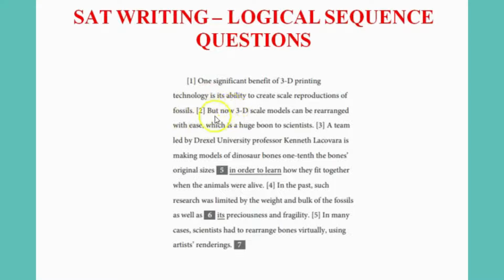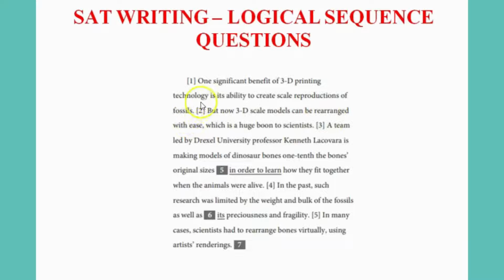The clue word here is but. Okay, so but now 3D models can be rearranged easily. So we have something like but now they are rearranged easily, or but now they can be arranged very easily, which clearly means that something talking about not being able to arrange these models should have been before this particular sentence. Or the sentence should follow something that tells us that the rearrangement was difficult. So you could get something like this: rearrangement was difficult, but now the 3D models can be rearranged easily.